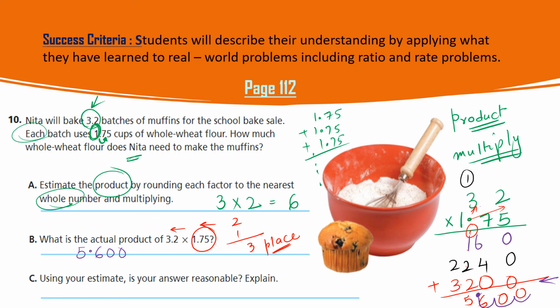Using your estimate, do you think the answer is reasonable? Yes, when you round off 5.6, the answer will be 6, which is almost equal to the estimated value 6. So yes, my answer is reasonable. So I hope you understood the concept. Again and again, I am reminding you: practice, practice and practice. See you in the next video.